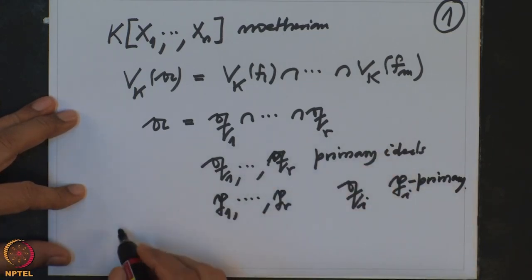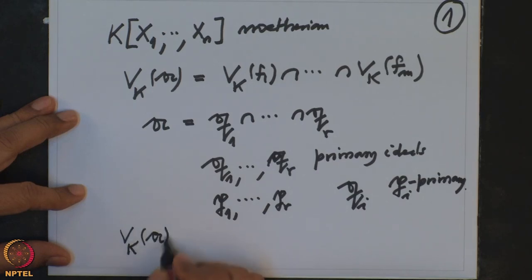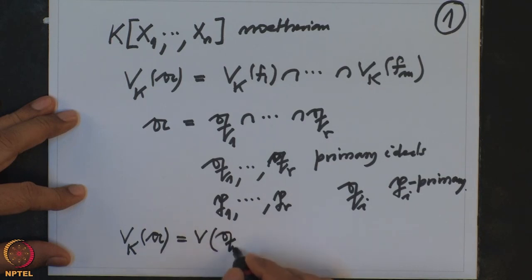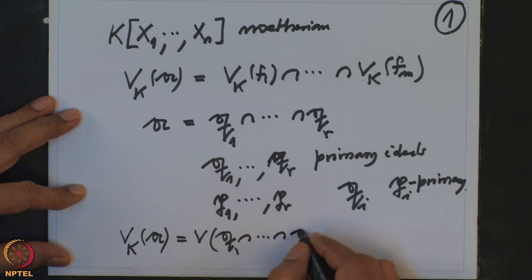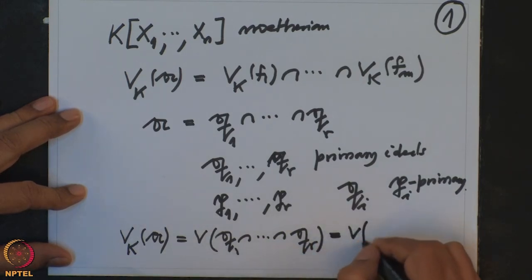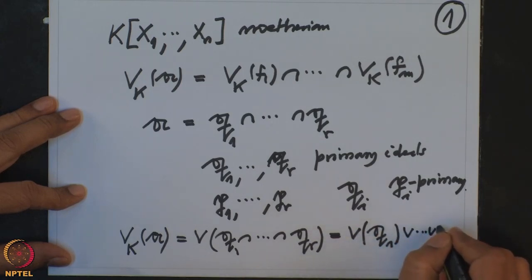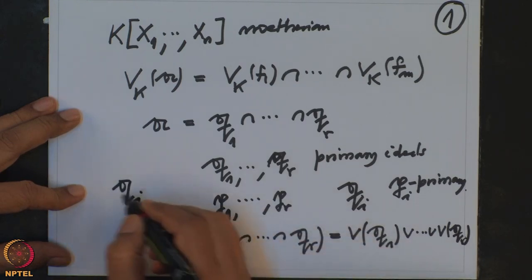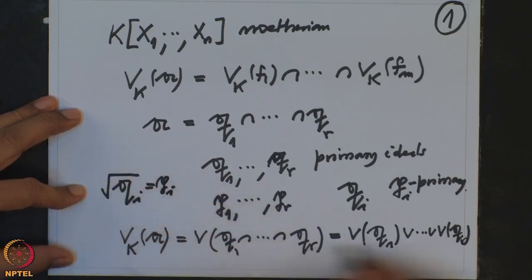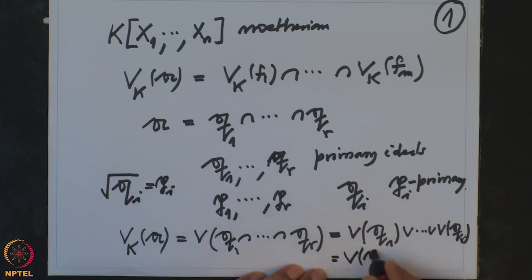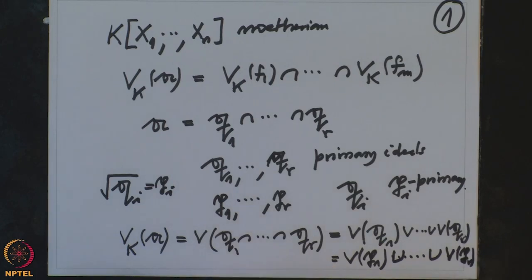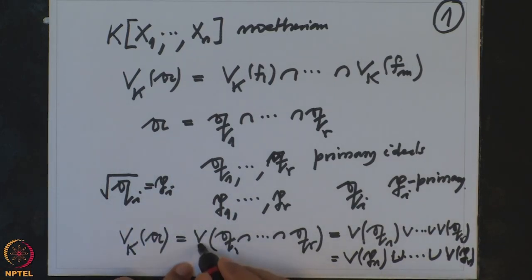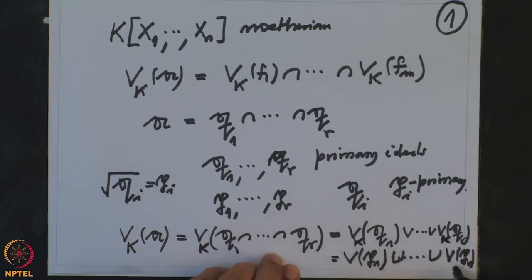And therefore, when you apply V and look at the properties of V, V_k of A will become V of Q1 intersection QR, but then this will become a union. So this will be V of Q1 union V of QR. But the radical of Qi is Pi, and V doesn't depend on the radical, therefore this will be V of P1 union V of PR. I wrote V, but this is V_k everywhere. Therefore, if one wants to study this V, I have to study this union.